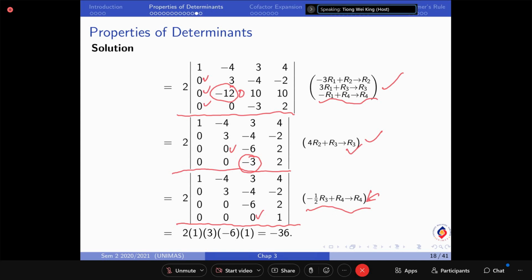So finally, to calculate the determinant is the product of all the entries along the main diagonal. So you have 2 times 1 times 3 times -6 times 1. So equals to -36. Okay.